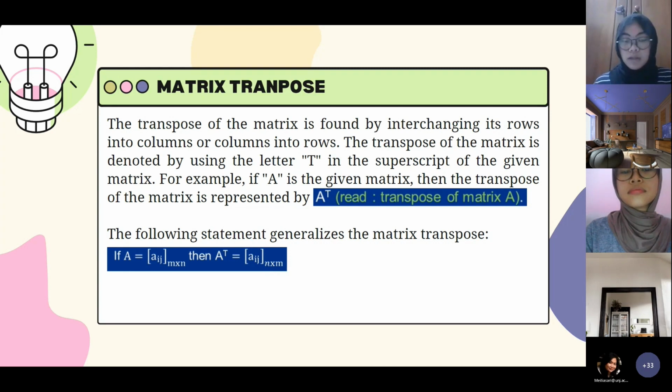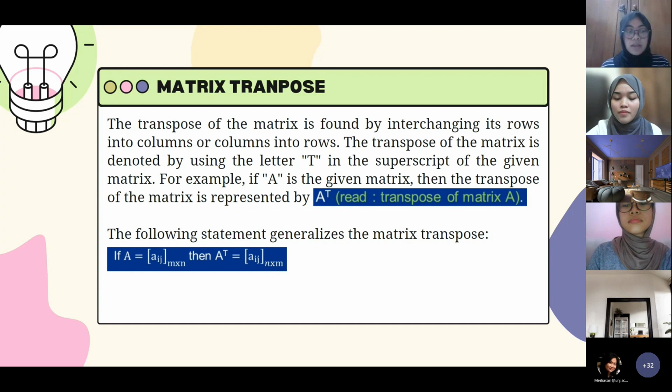The following statement generalizes the matrix transpose. If matrix A, which contains the elements Aij, has the order m by n, then the transpose of matrix A, which contains the elements Aji, has the order n by m.